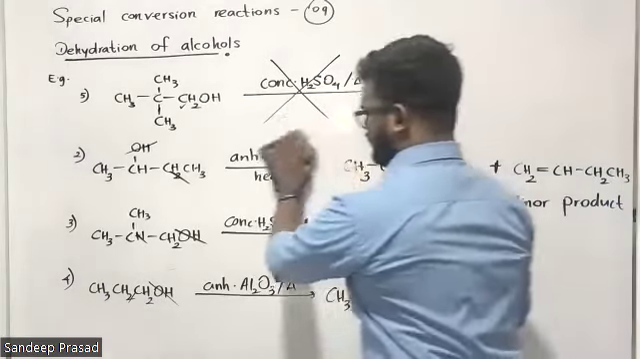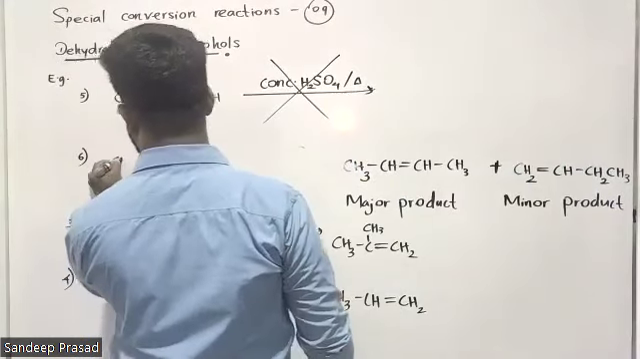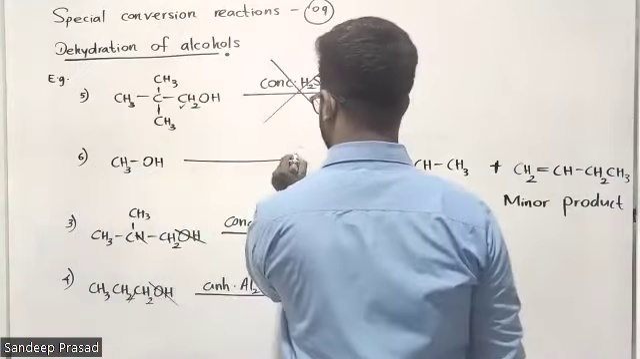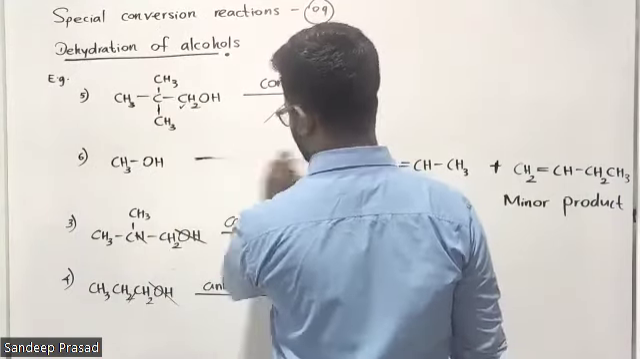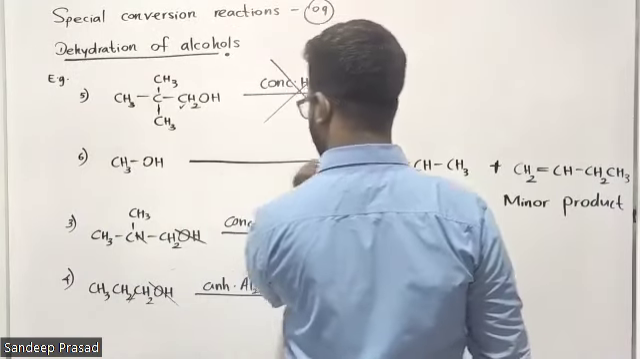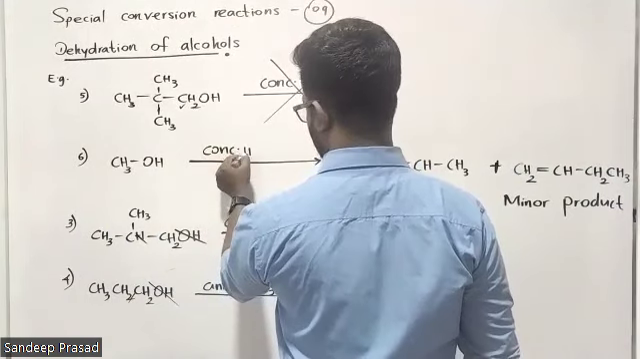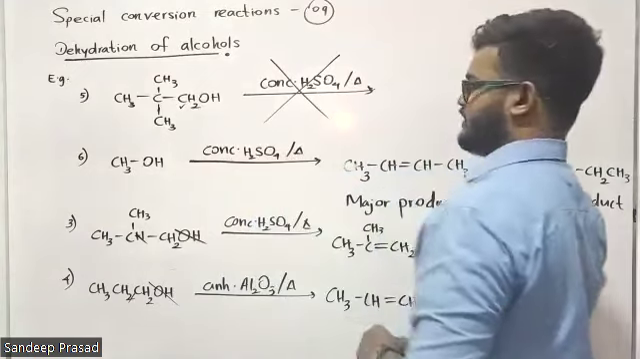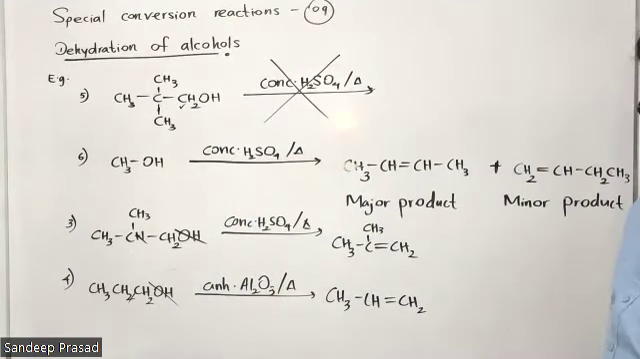Look at the sixth one, number 6. This is very interesting. CH3OH. Can you obtain the product for this one? This is something very interesting actually. When my teacher was teaching this one, I also couldn't get the product. What should it be?